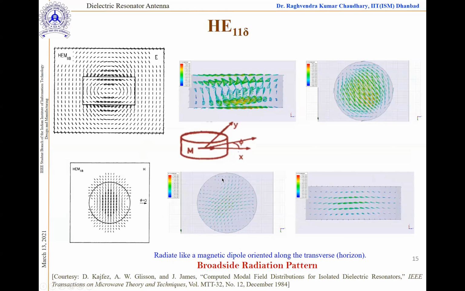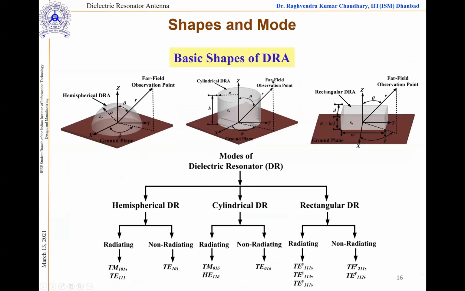Now this is very interesting. I think some participants are waiting. If you see, there are three conventional shapes: one is the hemispherical, cylindrical, and rectangular. And on the basis of that, we divided the radiating and non-radiating modes, meaning high Q and low Q.